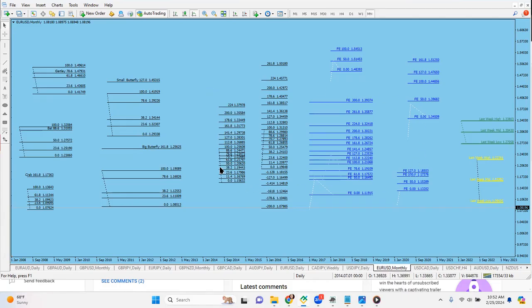So you can pick up any tool that you require or need on a specific pattern or anything, right? Like bat, crab, or whatever, butterfly, Gartley, if you want to measure that. And if not, then use this one. I use most of the time this tool. All the numbers are here.